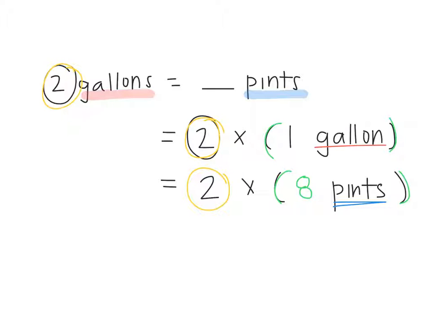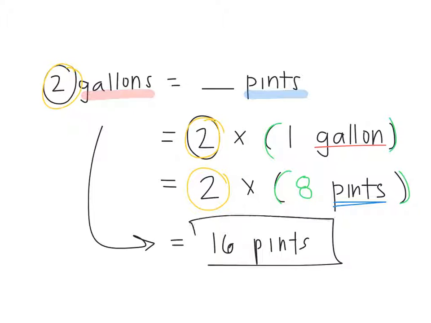So now that we're in our new units, we are ready to multiply. 2 times 8 is 16. And so now we know that 2 gallons is equal to 16 pints. This is a review from last week. What's bigger, 1 gallon or 1 pint? 1 gallon. Right? So does it make sense that 2 gallons would be more than 2 pints? Yes. Right? But what if I switched it? What if it was 2 pints? Would it be equal to 16 gallons? No, because 2 pints isn't even 1 gallon. It's a fraction of a gallon.